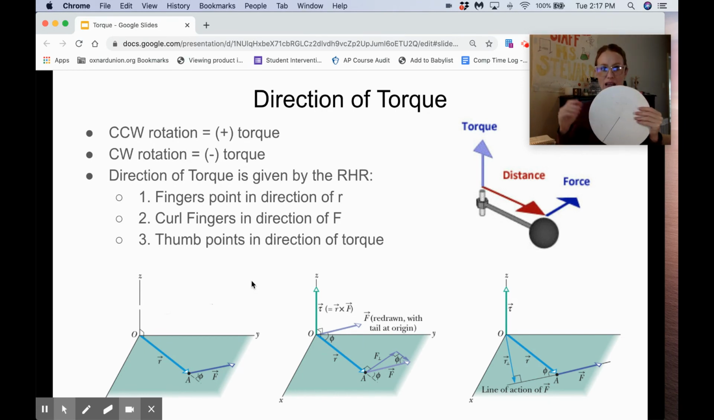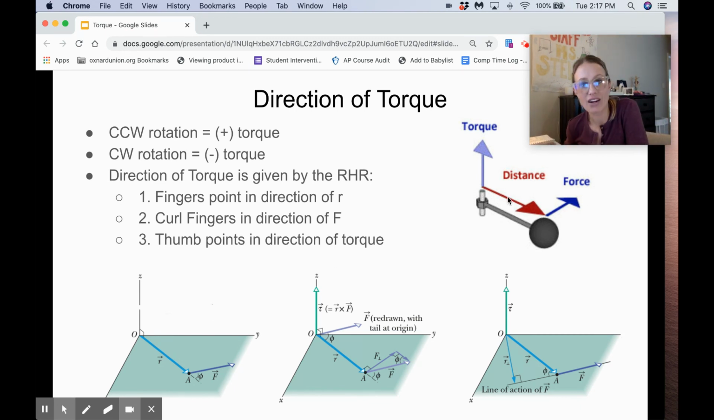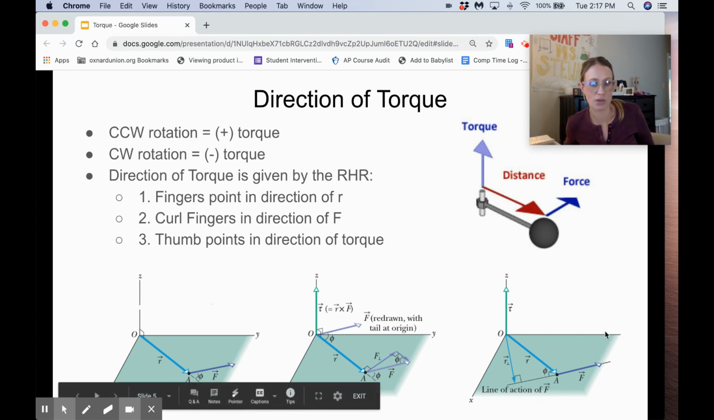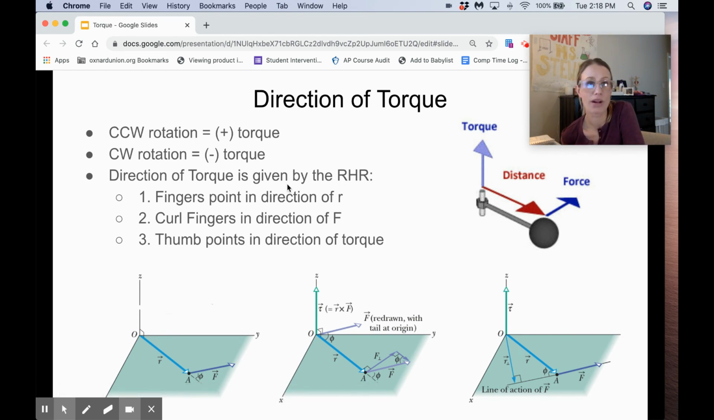Say I put my moment arm, so it would be r, like here. Then my fingers are going to curl in the direction of the force. Say that my force is this way, and then my thumb would point into this object. So that's where we would draw the direction of the torque. Again, here you would point your fingers in the direction of the moment arm, curl your fingers in the direction of the force, and your thumb points in the direction of the torque. And you can see that in this picture as well. So again, a positive torque is counterclockwise rotation and a negative torque is clockwise rotation.